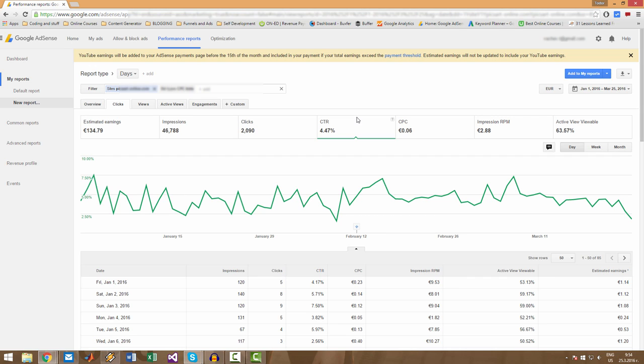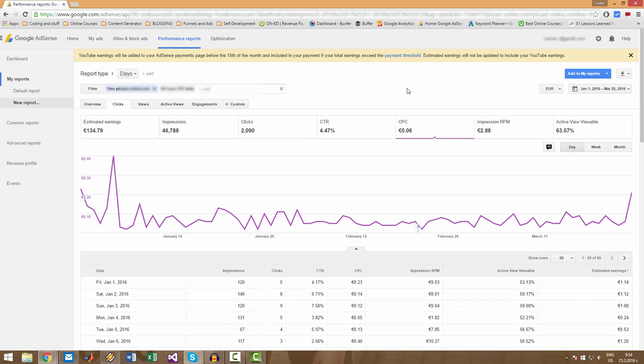So if 1000 people visit your website and you have a 4.47% click-through rate, 4.47% of these people will click on your ads, or this is about 45 people. If it's 10%, then this means that you will get about 100 clicks from 1000 people that visited your website.